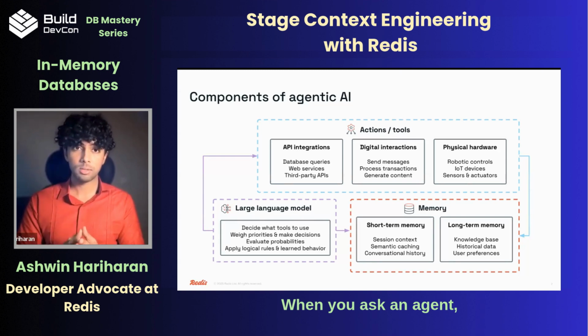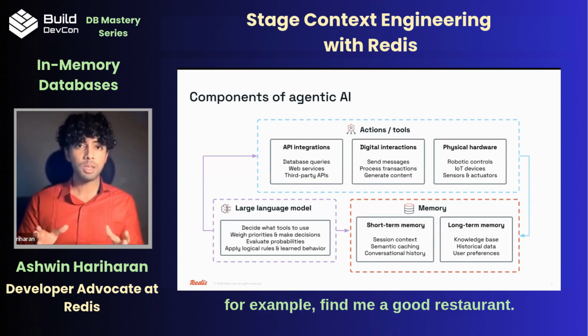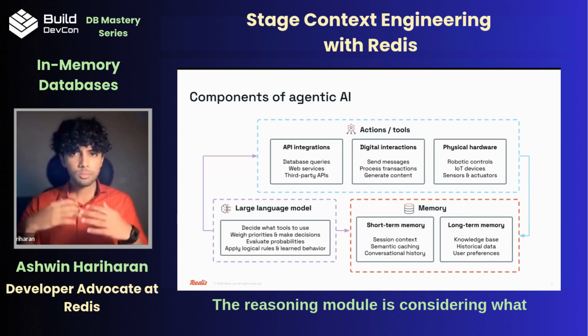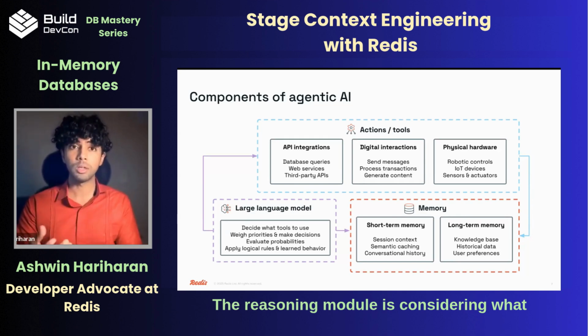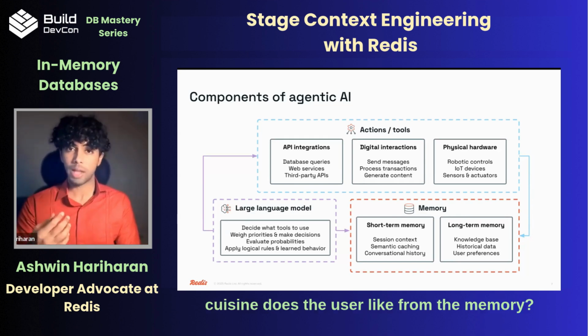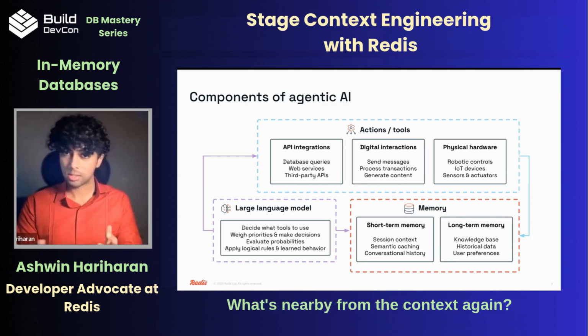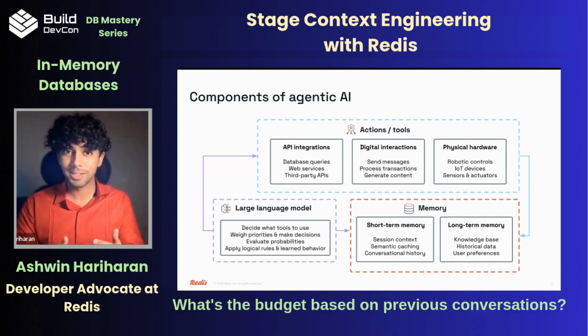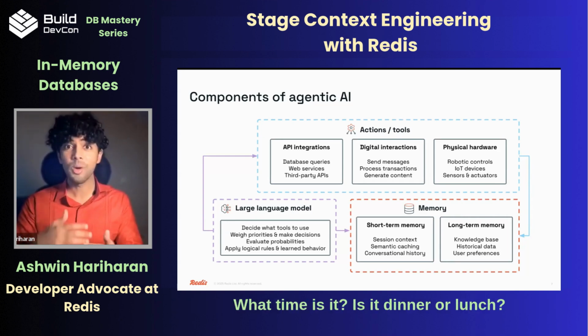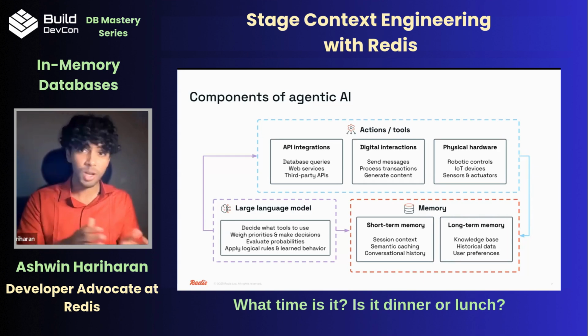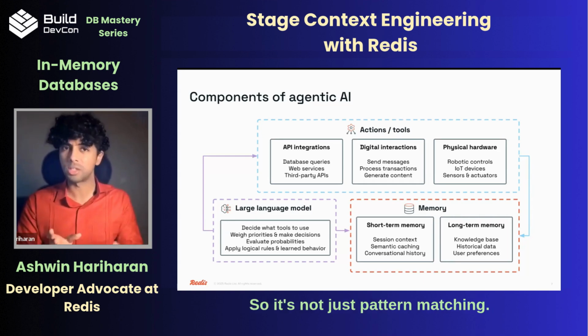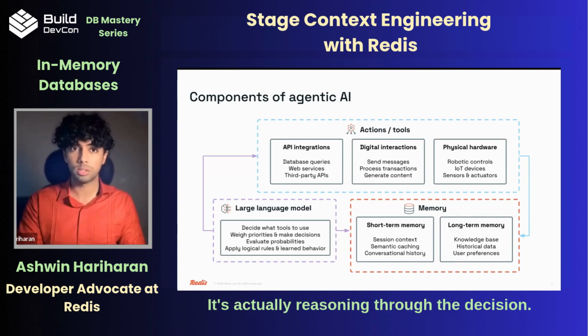When you ask an agent, for example, find me a good restaurant, the reasoning module is considering what cuisine the user likes from the memory, what's nearby from the context, what's the budget based on previous conversations, what time is it? Is it dinner or lunch? So it's not just pattern matching, it's actually reasoning through the decision.